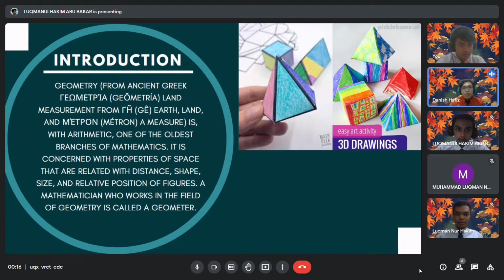According to Wikipedia, geometry is a Greek word consisting of geos, which means earth, and metron, measure, thus giving the meaning of earth measuring. It is concerned with properties of space that are related with distance, shape, size, and relative position of figures. A mathematician who works in the field of geometry is called a geometer.